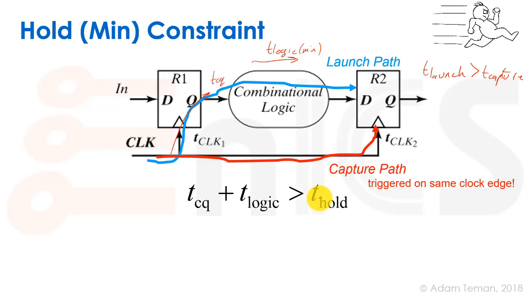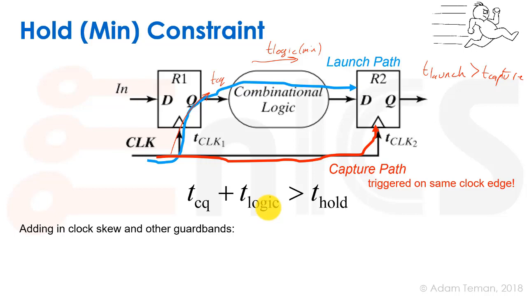That's pretty easy to meet because TCQ is always going to be larger than zero. I can't say always, but in most normal cases, and T logic is also going to be larger than zero. T hold, as I said, can be zero or even negative for some flip-flops. So this is almost given at a synthesis stage, and that's why during synthesis we didn't discuss hold paths at all, and we wouldn't check it at all.